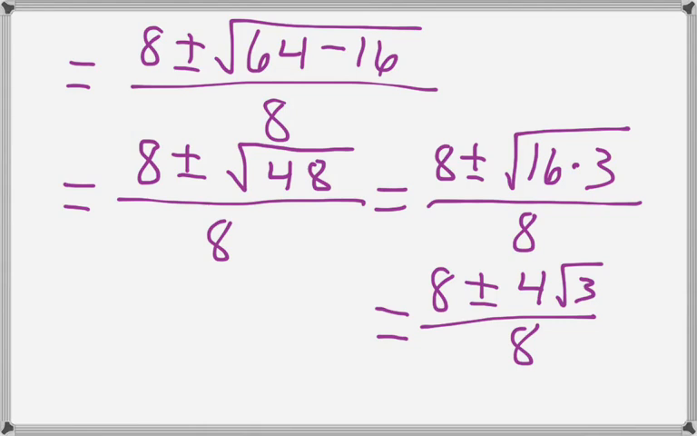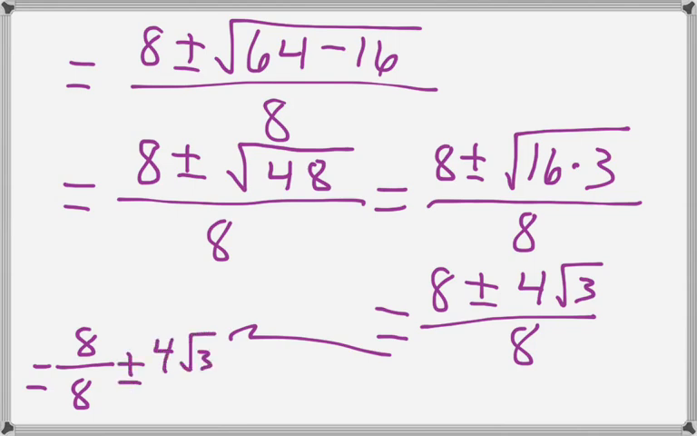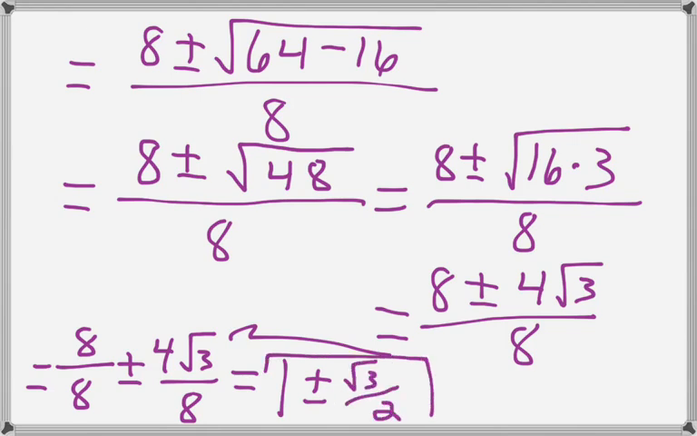And then we can actually simplify this a little more by splitting it up. 8 over 8 plus or minus 4 times the square root of 3 over 8. So 8 over 8 is 1. And then 4 over 8 is a half. So we have 1 plus or minus the square root of 3 over 2.